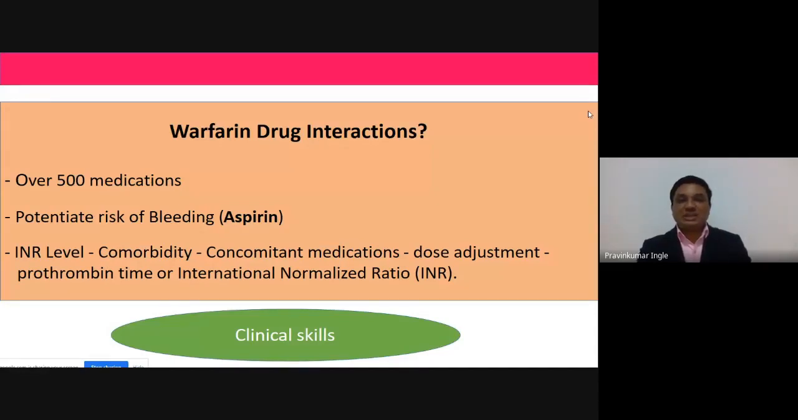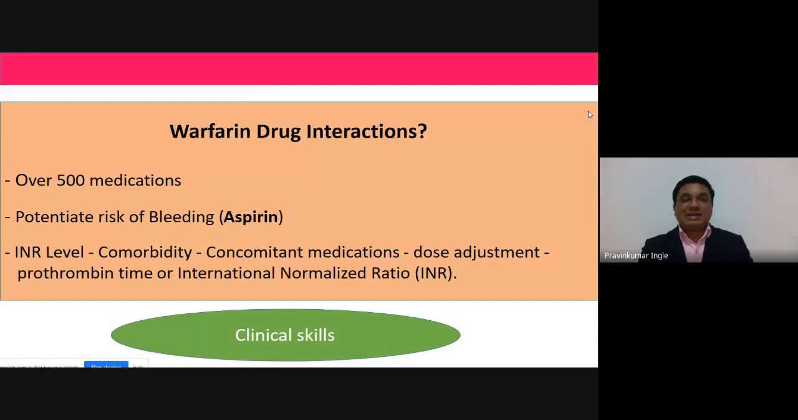If the patient is taking warfarin along with aspirin, there will be a greater potentiation of the risk of bleeding. At the same time, you need to monitor the INR level of the patient in case there is bleeding or chances of bleeding. There are certain parameters you need to monitor if the patient is taking warfarin with some concomitant medication like aspirin. There are many brands, or the generic also available, like ecosprin or many other generic brands. In that scenario, the patient might be taking aspirin to prevent further complications of the cardiovascular system.